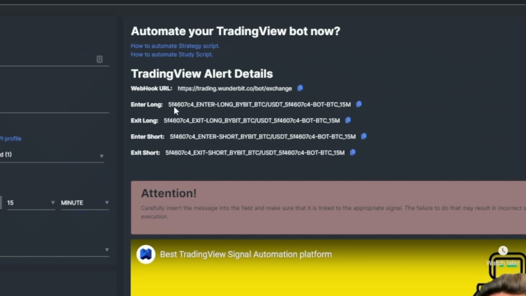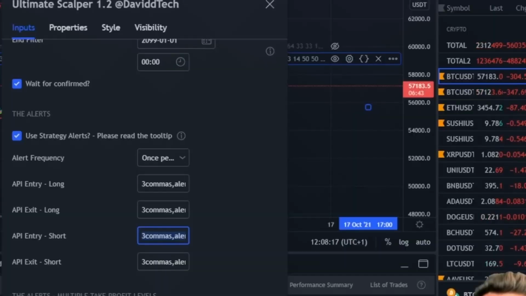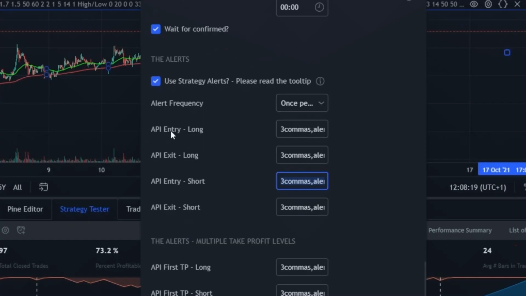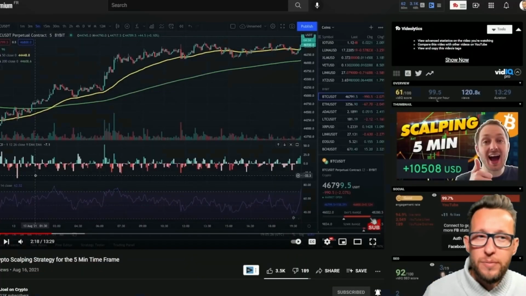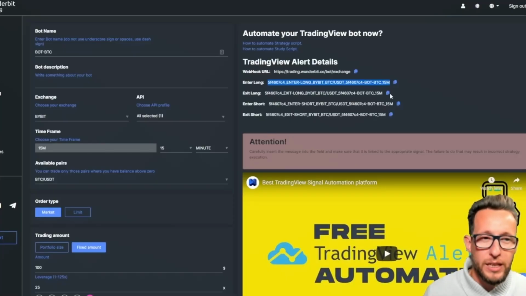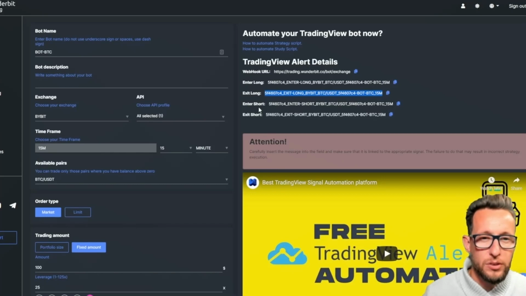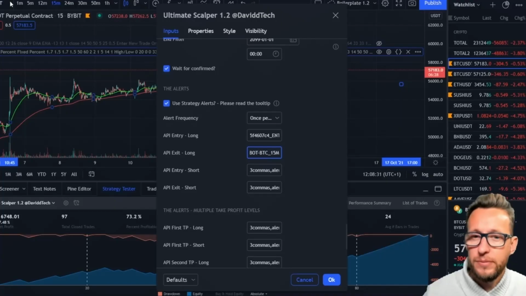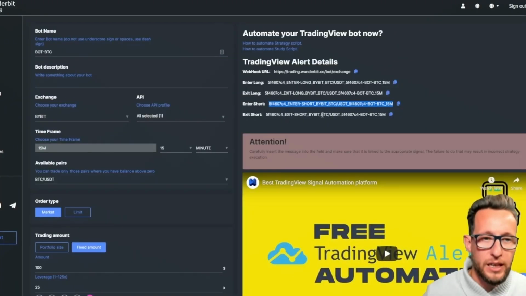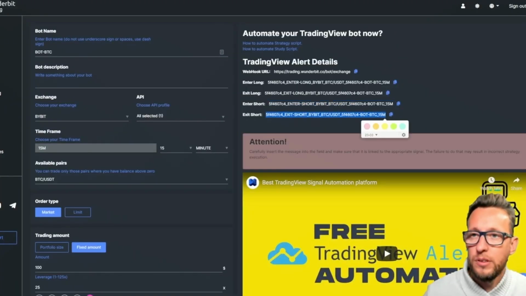First thing we need to do is the enter long. So we click on this nice blue icon here, which is going to copy it for us. And we're going to paste it into the API enter long here. And we're going to do the same for the exit long, which we actually don't really need because ByBit will be looking after it, but it's safer too. We're going to do enter short here, and we're going to go and enter exit short.